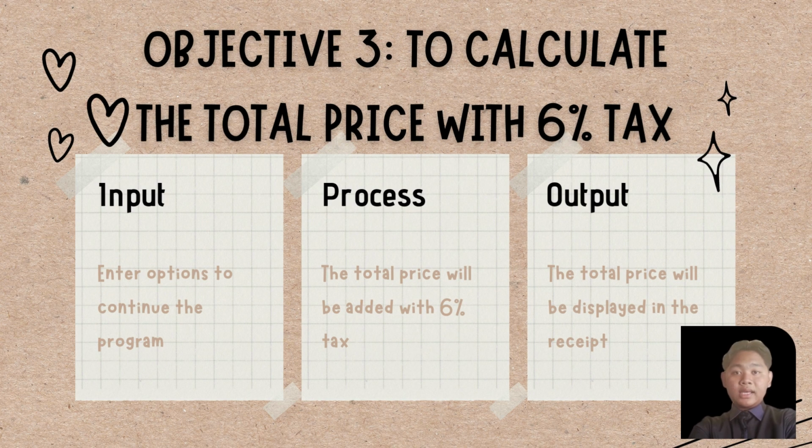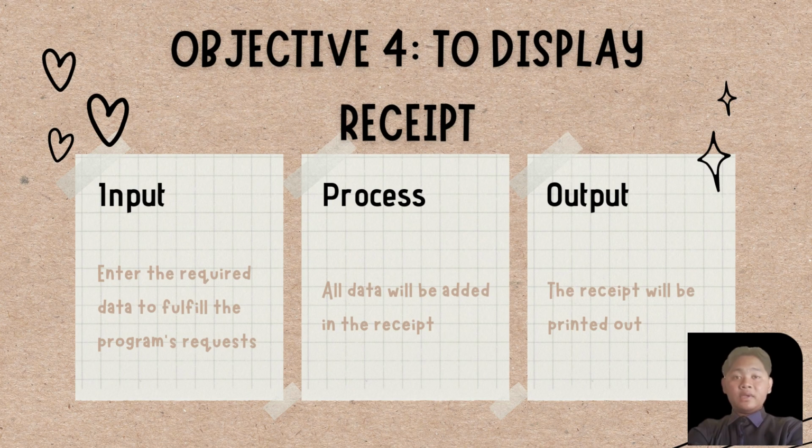Objective 3. To calculate the total price with 6% tax. For the input, the user enter option to continue the program. For the process, the total price will be added with 6% tax, and for the output, the total price will be displayed in the receipt. For the last objective is to display the receipt. For the input, the user enter the required data to fulfill the program's request. For the process, all data will be added in the receipt, and the output, the receipt will be printed out.